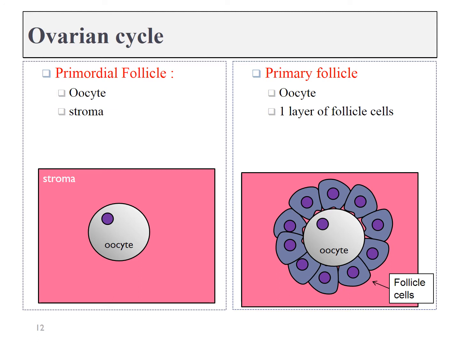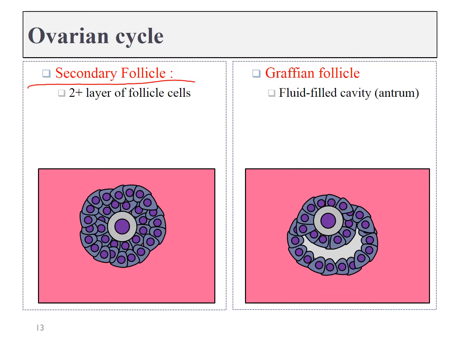We're going to start off with a primordial follicle. This is just an oocyte surrounded by the connective tissue of the ovary. A primary follicle is one oocyte plus a single layer of follicle cells. If these follicle cells undergo mitosis, we'll ultimately wind up with a secondary follicle, which is two layers of follicle cells surrounding an oocyte. And as these follicle cells continue to divide, this will produce a Graafian follicle, which is a single oocyte surrounded by a number of follicle cells and includes this fluid-filled chamber here called the antrum.